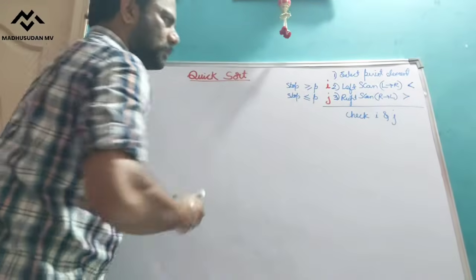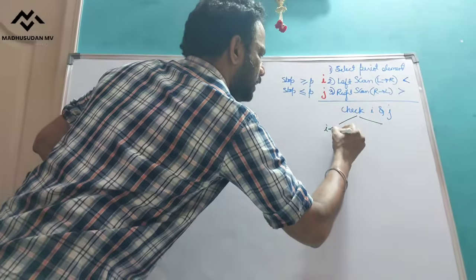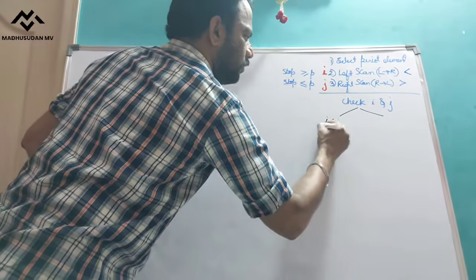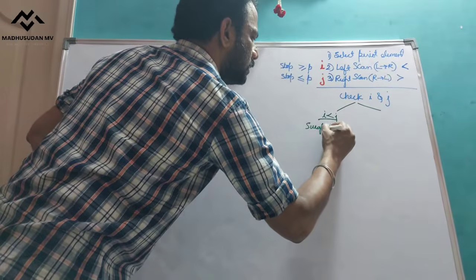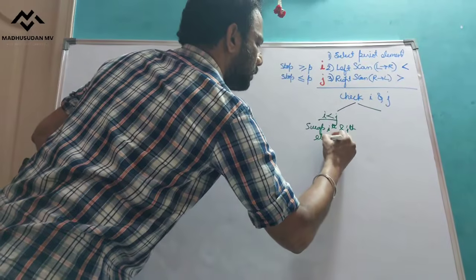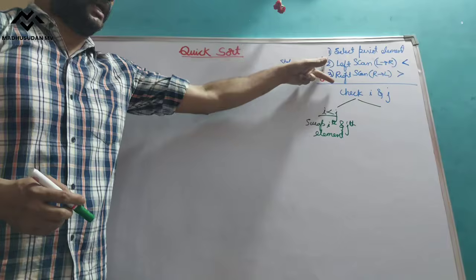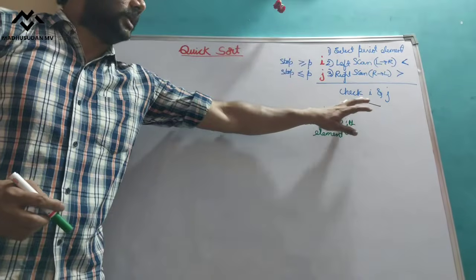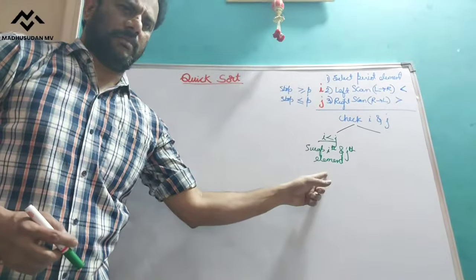Now the possibility is: if I is less than J, then what do we do? We swap the ith and jth elements. So after stopping both the scans, we check the positions I and J. If I is less than J, we swap the ith and jth elements.